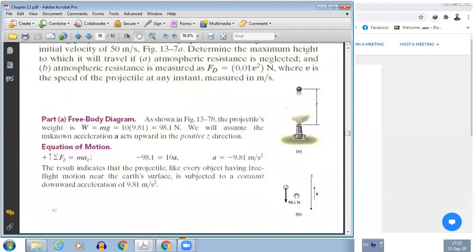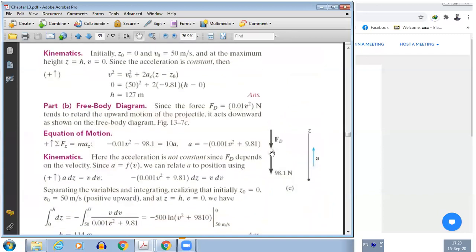So previously we had just the weight acting downward. Now you have the weight acting downward plus the atmospheric resistance also acting downward. So there are two forces acting downward. Okay, so weight acting downward is this. This part of the equation is the same as before, but now you have an additional term, which is this.